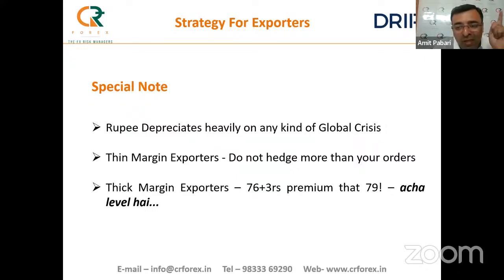And in all of these crises, I have learned two things. Any thin margin exporter, an agri exporter, will think that the currency was at 73.5 level, currently at 76.5 level, so I will book 120% of my order.